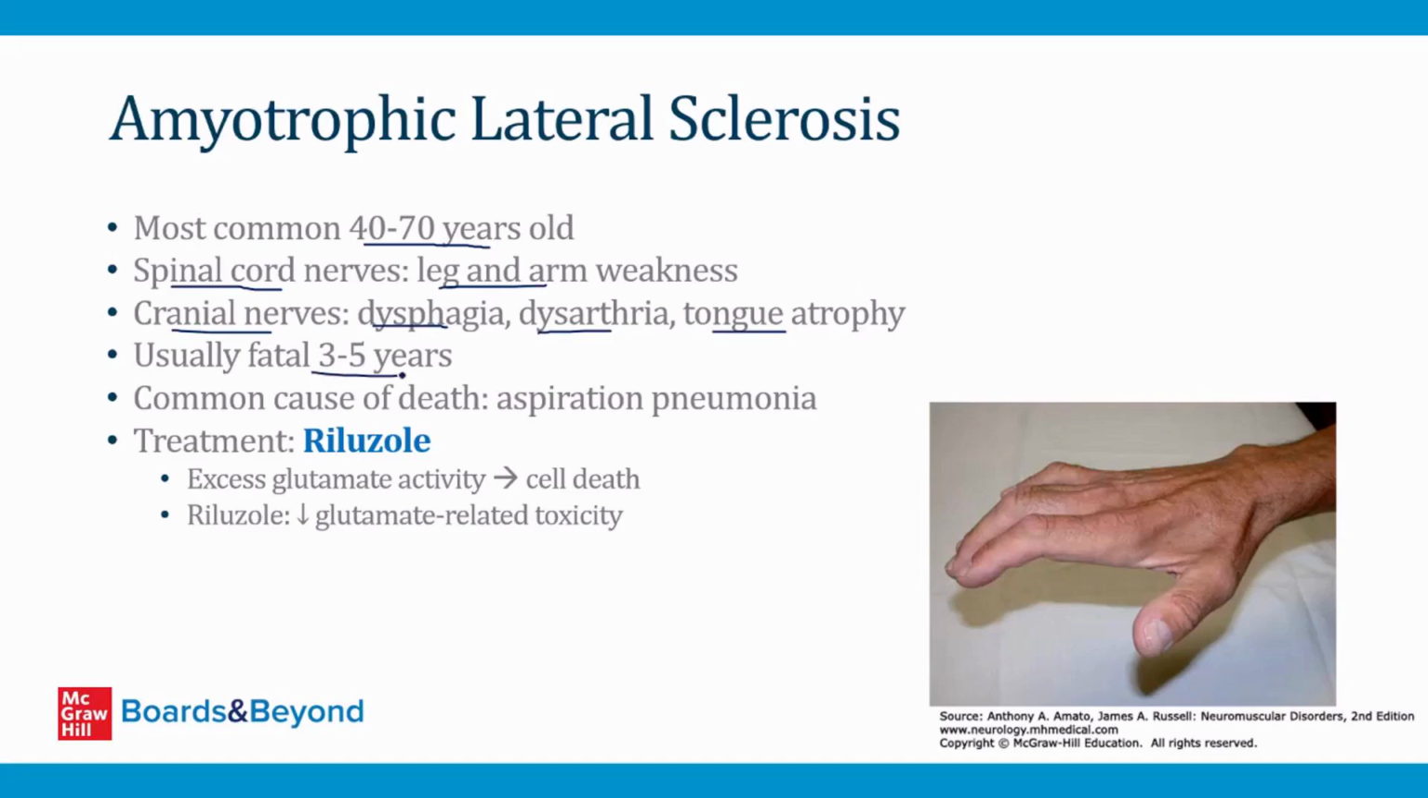Usually this is fatal in 3 to 5 years. A common cause of death is aspiration pneumonia. So in general, patients can have weakness of the respiratory muscles, and then if they aspirate contents from the mouth because of dysphagia, that can lead to pneumonia, and this can be a cause of death. There's one treatment available. It's not very effective, but it does have some benefit. It's called riluzole. Basically, the idea behind riluzole and what you want to remember about this drug is that in ALS, there's excess glutamate activity in neurons, and this can lead to cell death. So riluzole, through a couple of mechanisms, decreases glutamate-related toxicity, and that's probably the most important thing to know about this drug.